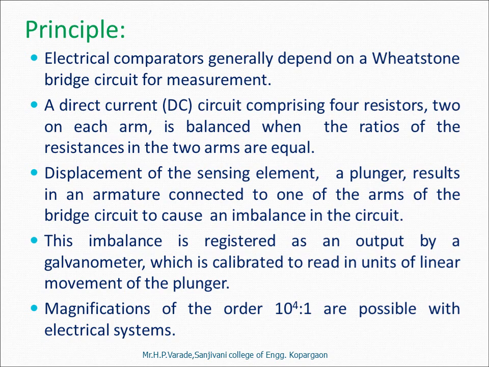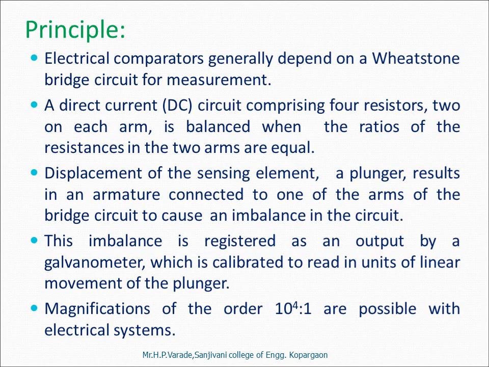So, the basic principle of an electrical comparator. Electrical comparators generally depend on a Wheatstone bridge circuit for measurement. A direct current, that is DC, circuit comprising 4 resistors, 2 on each arm, is balanced when the ratios of the resistances in the two arms are equal. The displacement of the sensing element, a plunger, results in an armature connected to one of the arms of the bridge circuit causing an imbalance in the circuit.